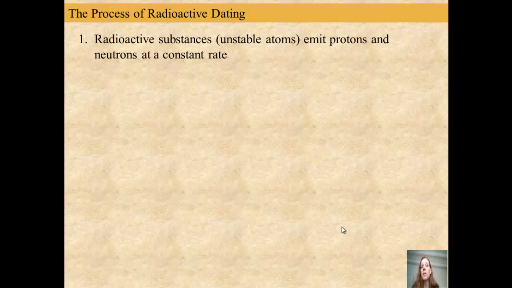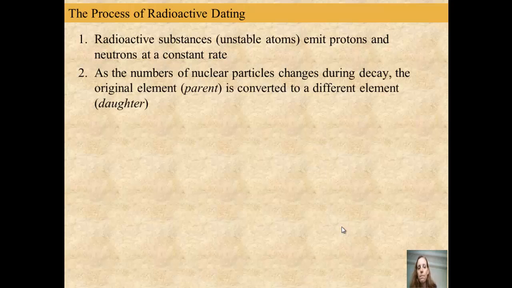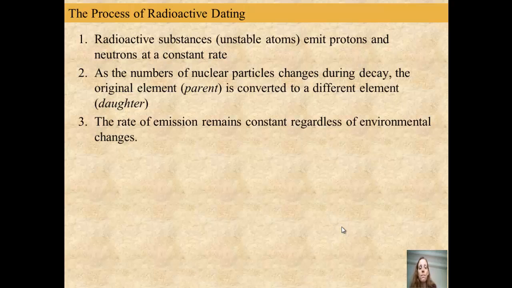Another way that atoms become stable is by bonding with other atoms. That's why chemical reactions happen. So as the number of nuclear particles changes during decay, the original element, which is known as the parent atom, is converted into a different element, which is known as the daughter atom. So essentially, carbon-14 is going to be breaking down into another element.